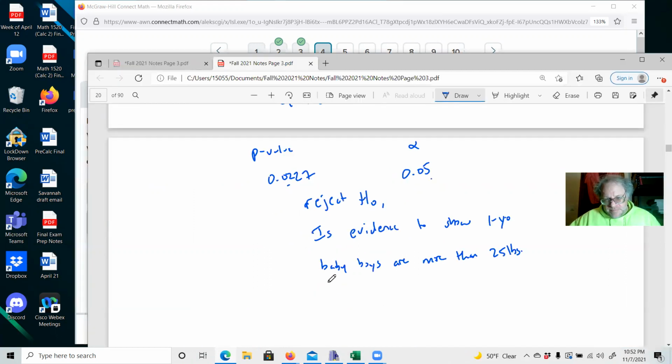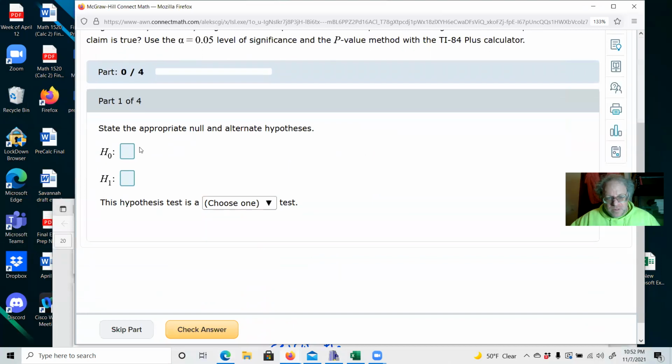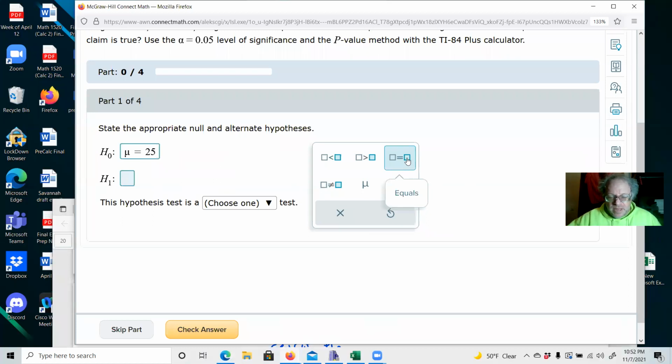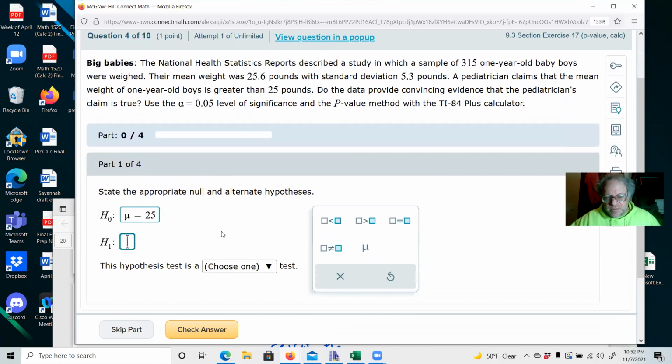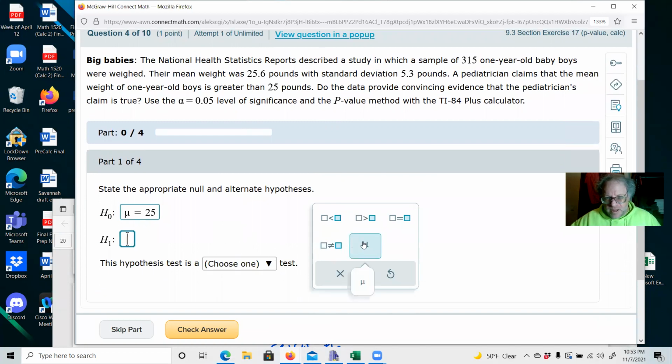All right, so let's go back to our thing. Okay, so we're going to say H0 equals 25. And what were they trying to show? Trying to show that it is greater than. Okay, so we're going to have mu is greater than 25. Okay, this is a right-sided test.